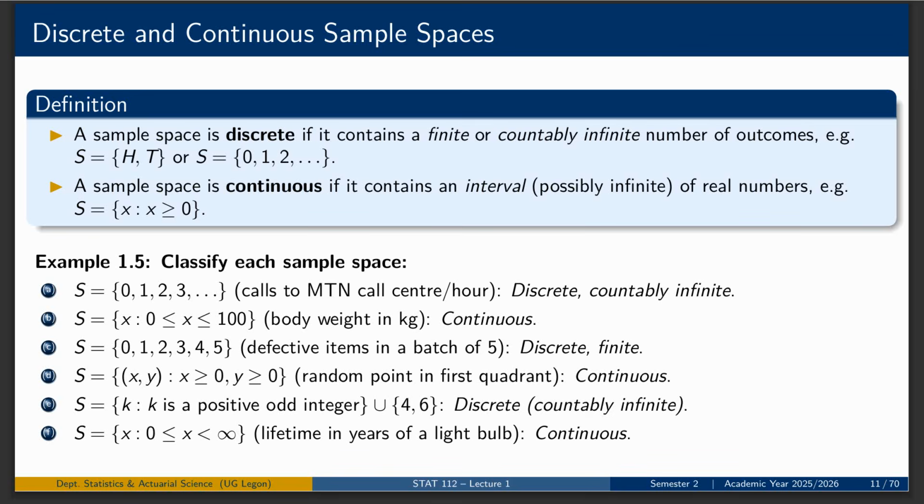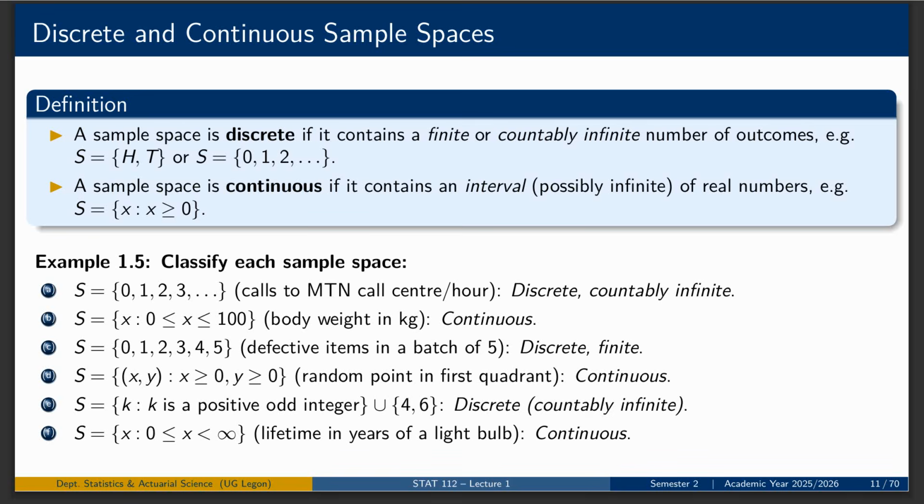Then we have X, the body weight in kilograms. Let's say we take our class, and the body weight, we know that is between 0 and 100. That's continuous, and that's why for body weight you may get point something and so forth. Then 0, 1, defective items in a batch of 5. It's either 0, 1, 2, 3, or all 5 items produced are defective. So that's discrete, but it's finite.